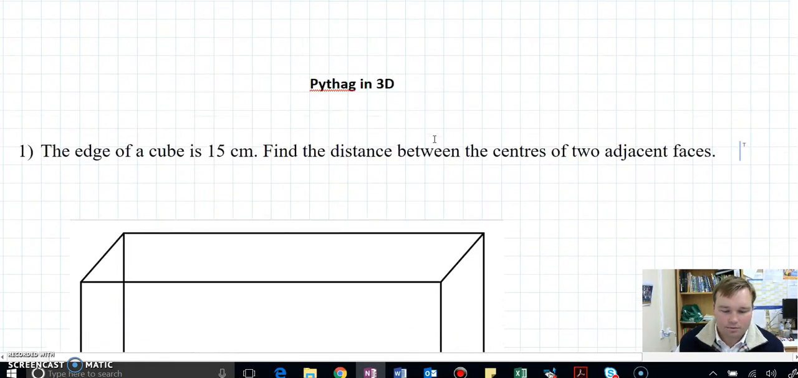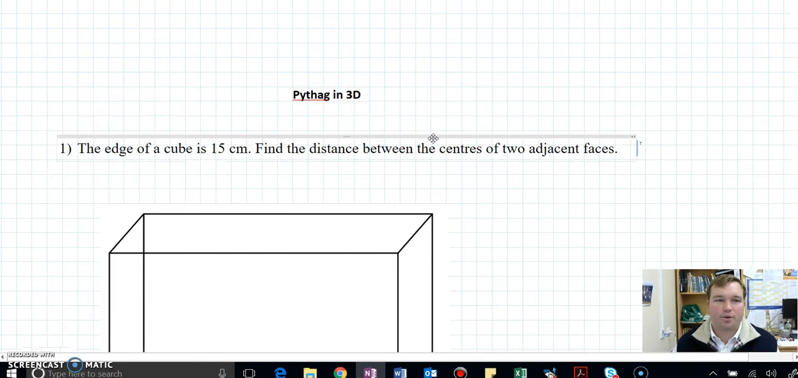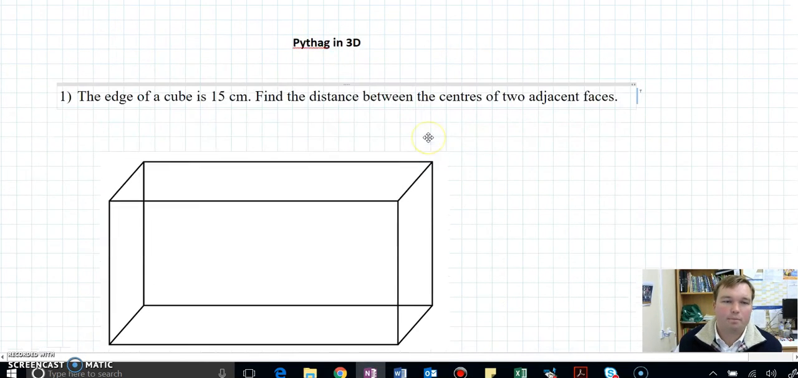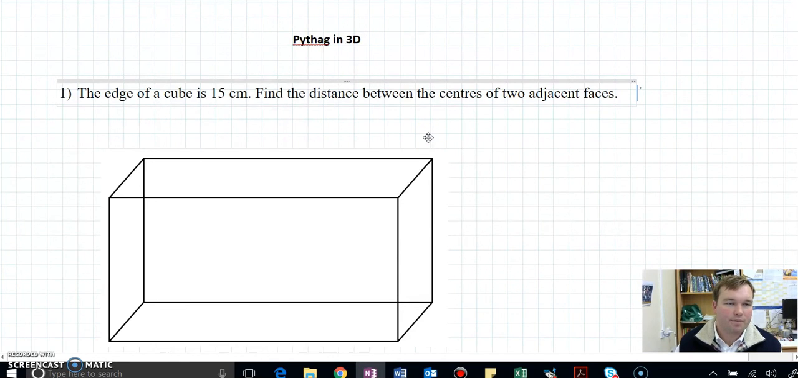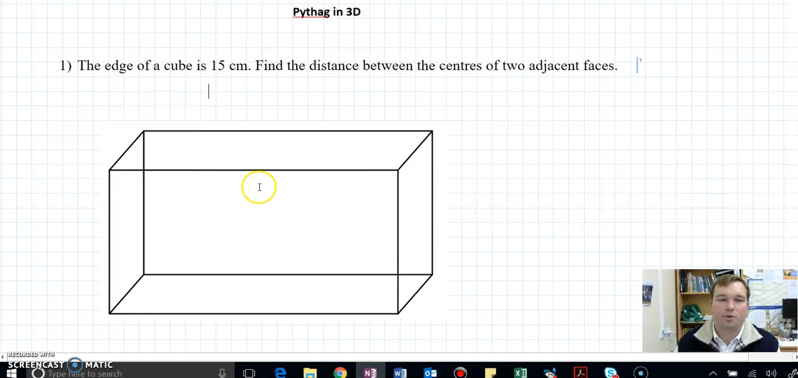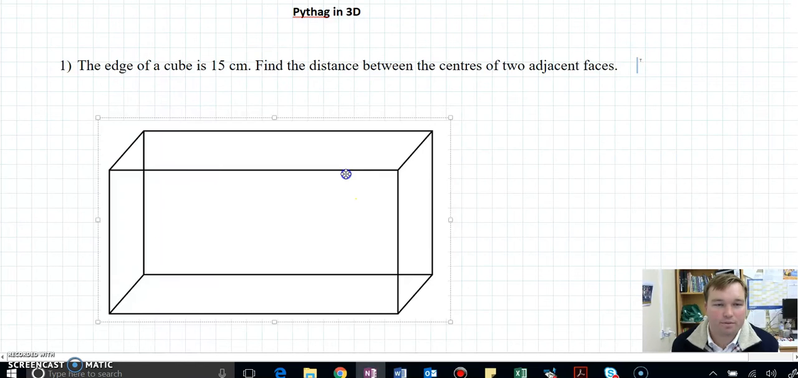Alright, now, using this in 3 dimensions isn't too bad because we just want to convert it to 2 dimensions. The edge of a cube is 15 centimeters. Find the distance between the centers of 2 adjacent faces. Now note that in a question, they might just give you that. They might not even give you a drawing. If they do give you a drawing, note that it is not always to scale. Clearly, the thing you're looking at is not a cube. I just didn't find a cube on the internet for you. Sorry, you'll have to deal with a rectangular prism.